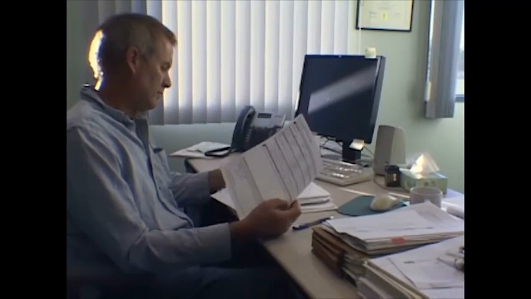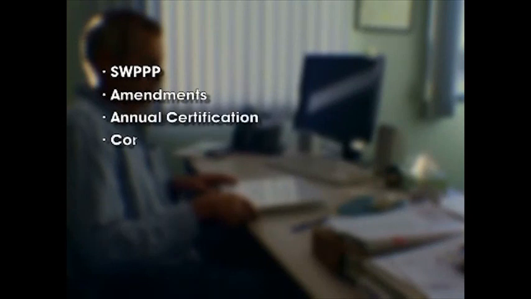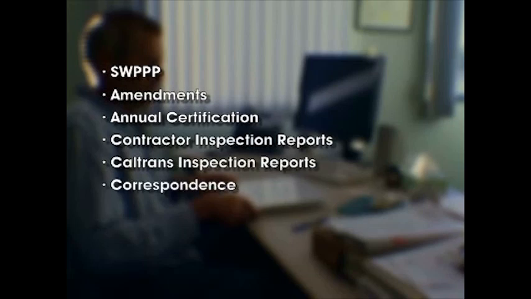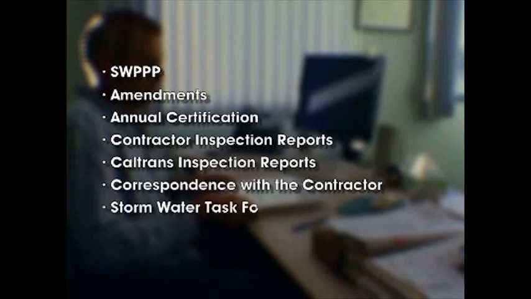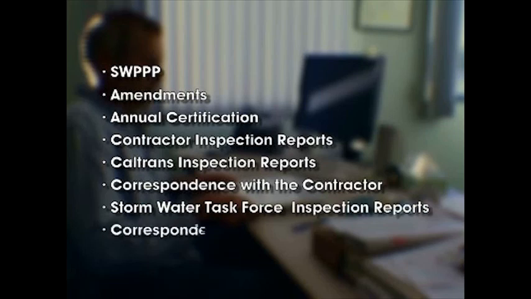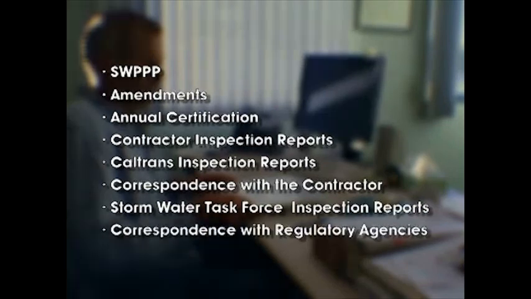The SWP has a number of required elements that must be included as part of the submittal to the resident engineer. In closing, there are a few items to remember about contract documentation and retention of records. First, at Caltrans, the following required elements are placed in the Category 20 files: SWP, amendments, annual certification, contractor inspection reports, Caltrans inspection reports, correspondence with the contractor, Stormwater Task Force inspection reports, and correspondence with regulatory agencies.